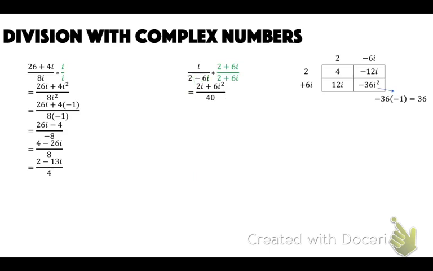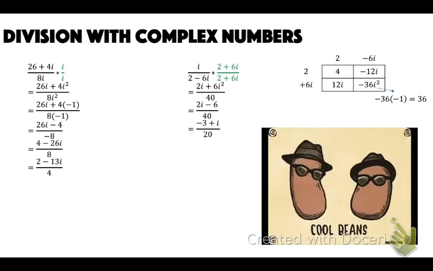So then i squared is negative 1, so that's going to be 2i minus 6 over 40. And then they can all be divided by 2, and I just switched the order of them. So that's negative 3 plus i over 20. Cool? Cool beans.